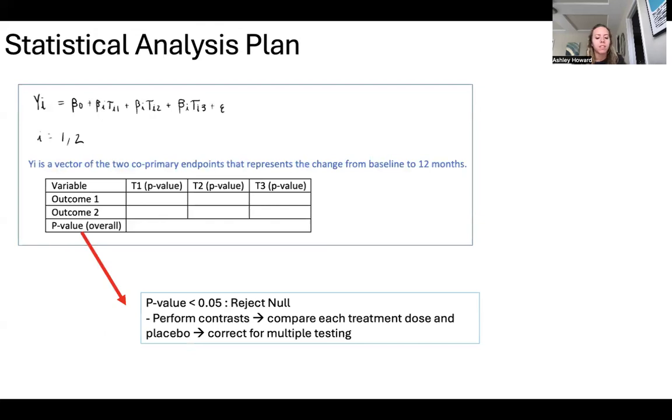To test my hypothesis, I'll conduct a MANOVA test using the model shown, testing at the 0.05 level. All enrolled patients for whom there was an intent to treat will be included in the analysis. To analyze my results, we'll include a table with relevant coefficients and p-values. If both co-primary endpoints tested jointly are significant at the 0.05 level for at least one treatment, we can reject our null hypothesis. We'll then perform contrasts to compare each treatment dose and placebo, making sure to correct for multiple testing through a method such as Bonferroni.